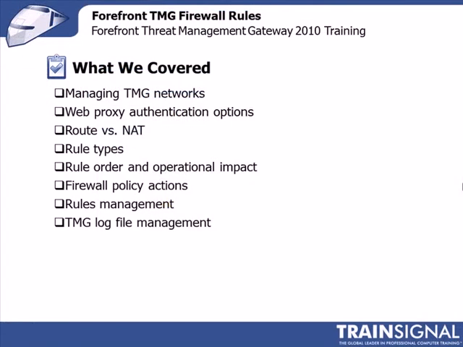We covered quite a bit in this lesson, starting with managing Threat Management Gateway networks. You got an overview of how networks operate and interoperate with one another. We discussed web proxy authentication options, and then you learned the differences between route and network address translation. And again, you're going to see that happen a little bit more later on in this course too. Next, we discussed rule types, and you made sure you understand that rule order has an operational impact. Next, we talked about firewall policy actions, which you'll be seeing much more of in this course. And then you discovered ways that you can quickly find rules and manage rules in Threat Management Gateway. And we wrapped up with a discussion on log file management.